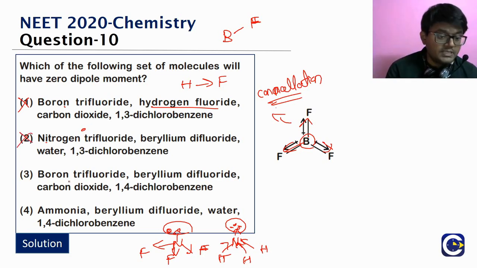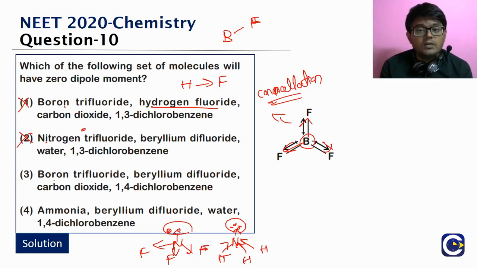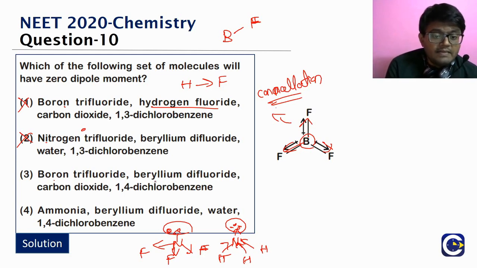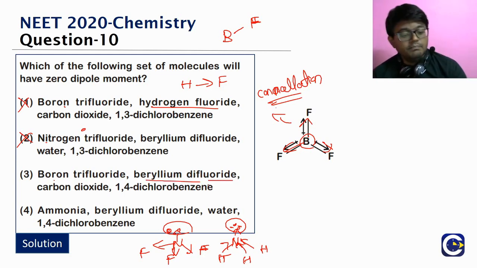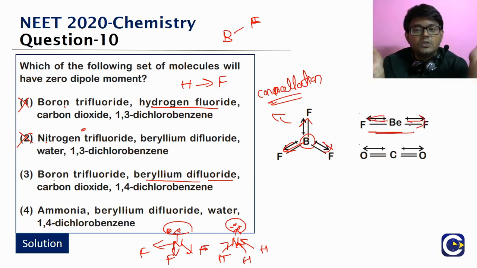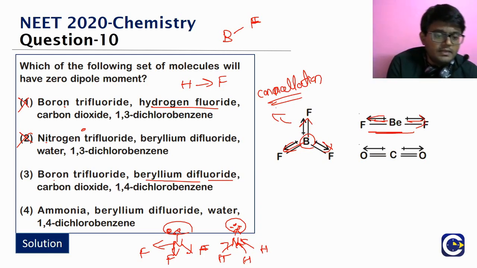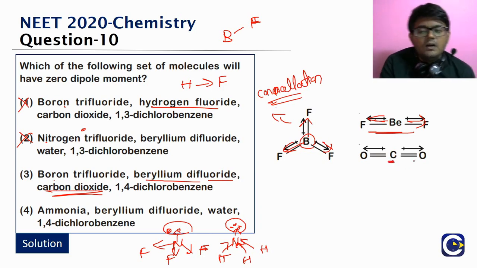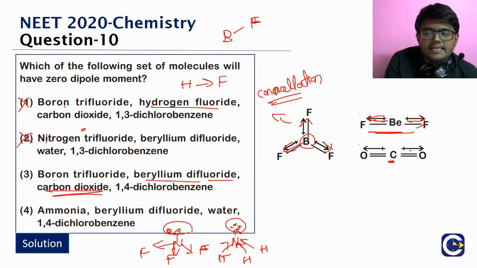Let us come to option 3, boron trifluoride. Just now we saw that there is cancellation of the dipole moment because of the symmetric arrangement of the boron fluorine bonds. Then beryllium difluoride, BeF2. We can see BeF2 again is a linear molecule, right? So both the beryllium fluorine bonds will be cancelling each other's dipole moment. Then carbon dioxide. Carbon dioxide is a linear molecule. So on either side, we'll have the dipole moments cancelling.